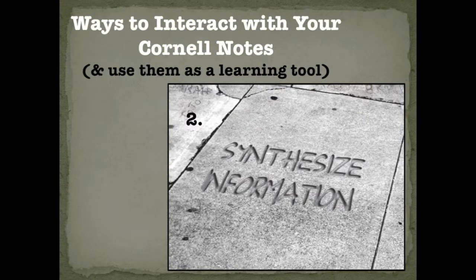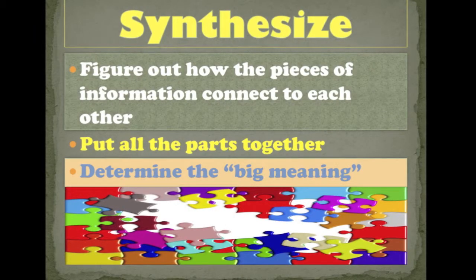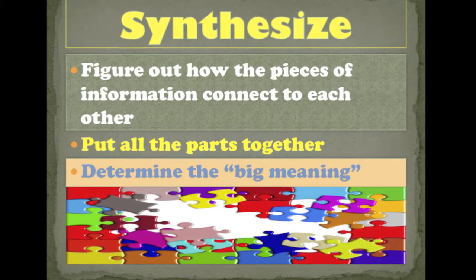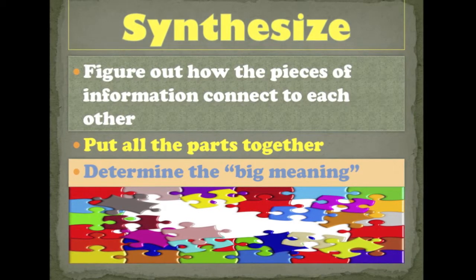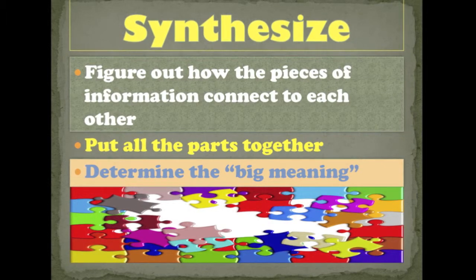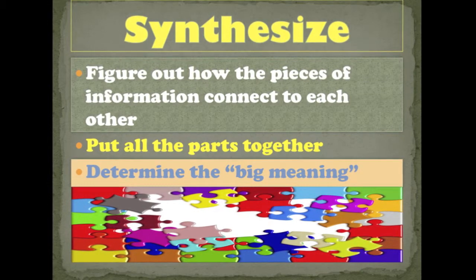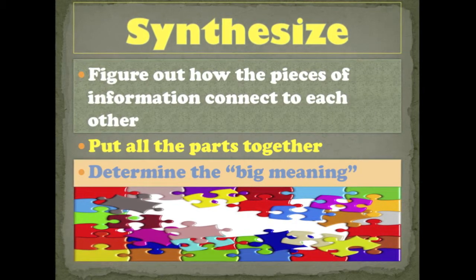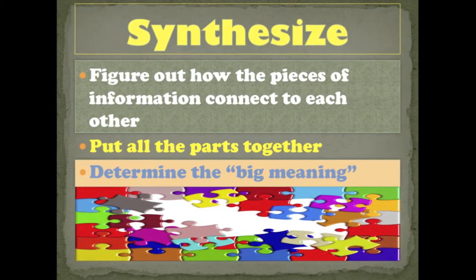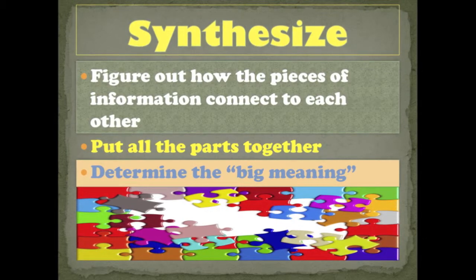Using your notes to study is just the first way to use your notes as a learning tool. You also use Cornell Notes as a learning tool by synthesizing the information. Synthesize means to figure out how different pieces, perhaps chunks, of information connect to each other. It's when you're able to put all the parts together and figure out what the big meaning really is. In other words, it's the point when you begin to figure out what the big deal is and how much more there is to a topic than can fit on Cornell note paper. It's the real reason you're taking the notes.